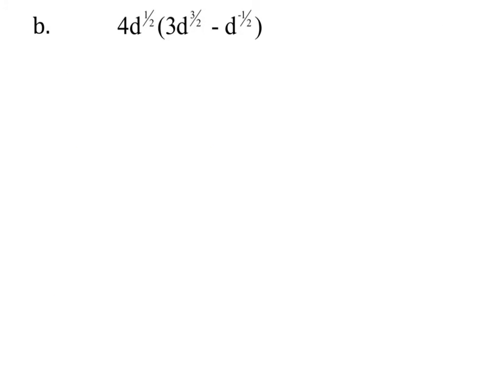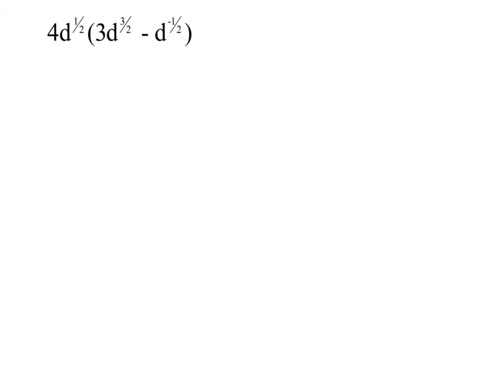This is question 8b in the non-calculator section. Again, we have an indices question where we have to multiply out a bracket. So we've got 4d to the power of a half, multiplying the bracket which contains 3d to the power 3 over 2, take away d to the power negative a half. The same rules apply as before. When we are multiplying, we add the indices.